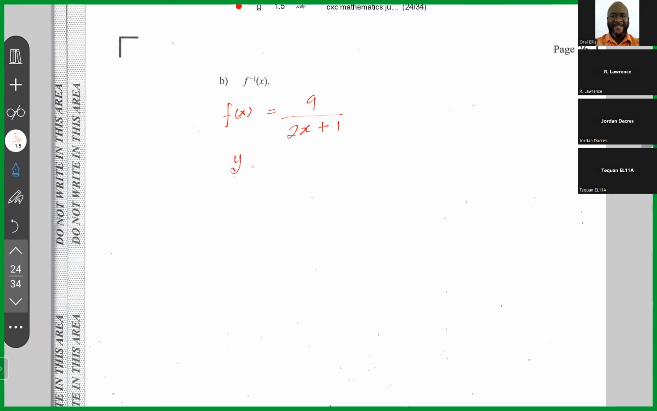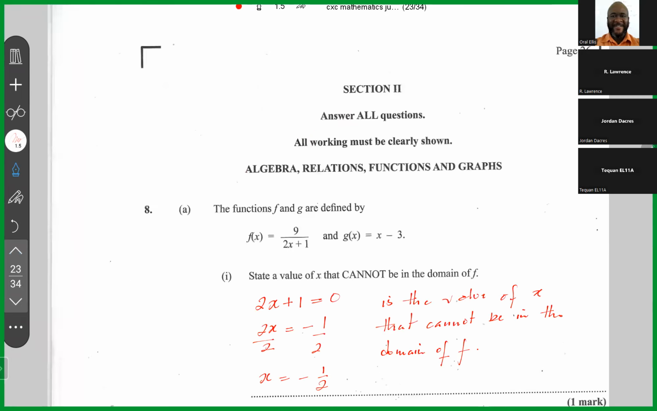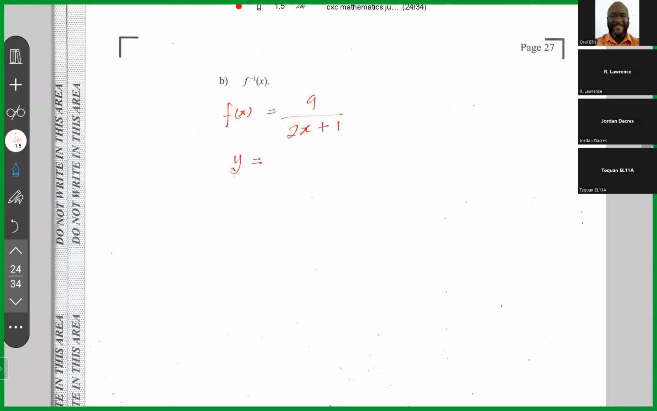Let me just double check to ensure we're correct. Yeah. Makes no sense speeding forward and you're wrong. So step 1, take out f of x and put y. So step 1 says write the defining equation. So y equals 9 over 2x plus 1 is the defining equation.